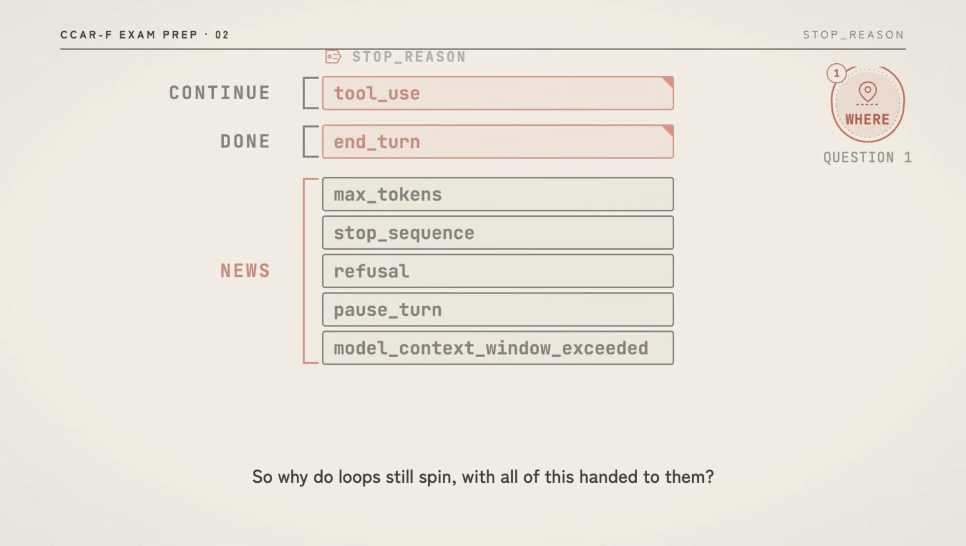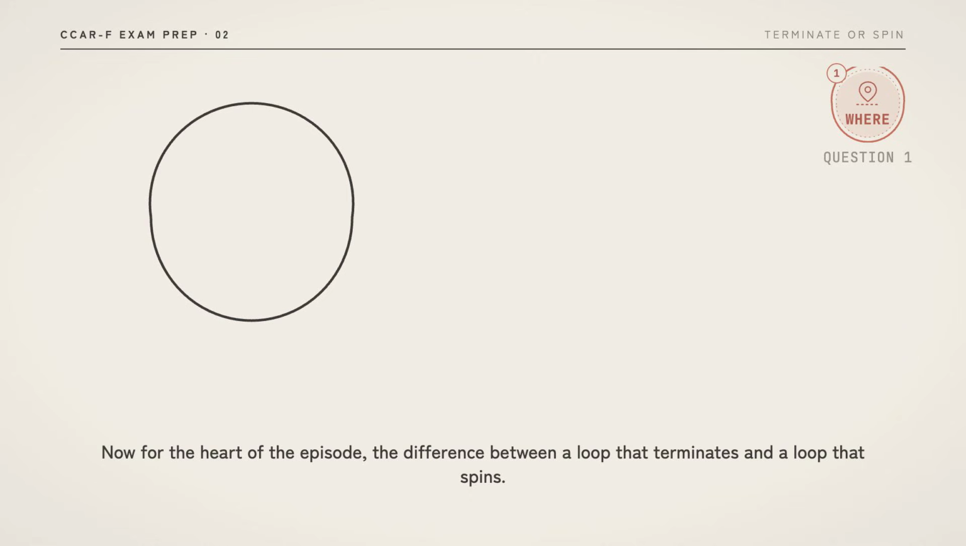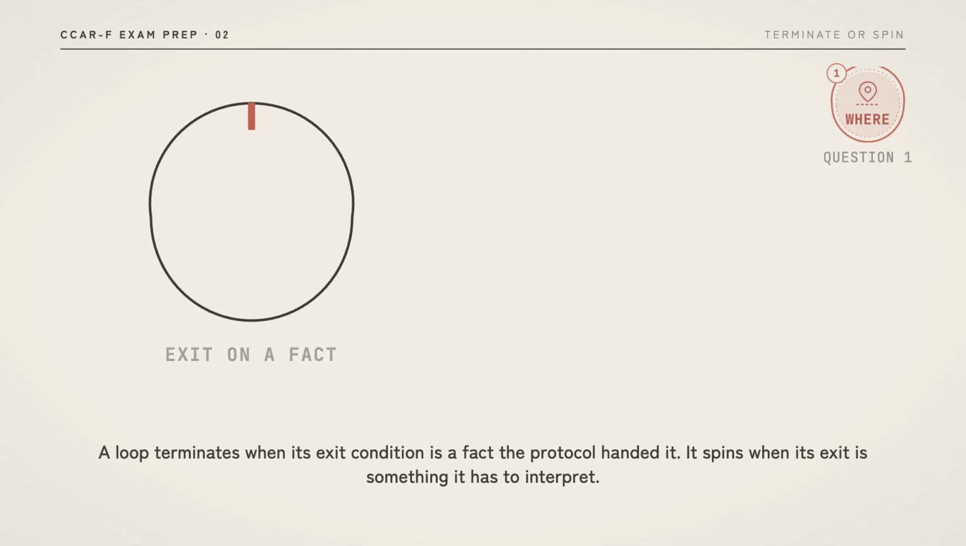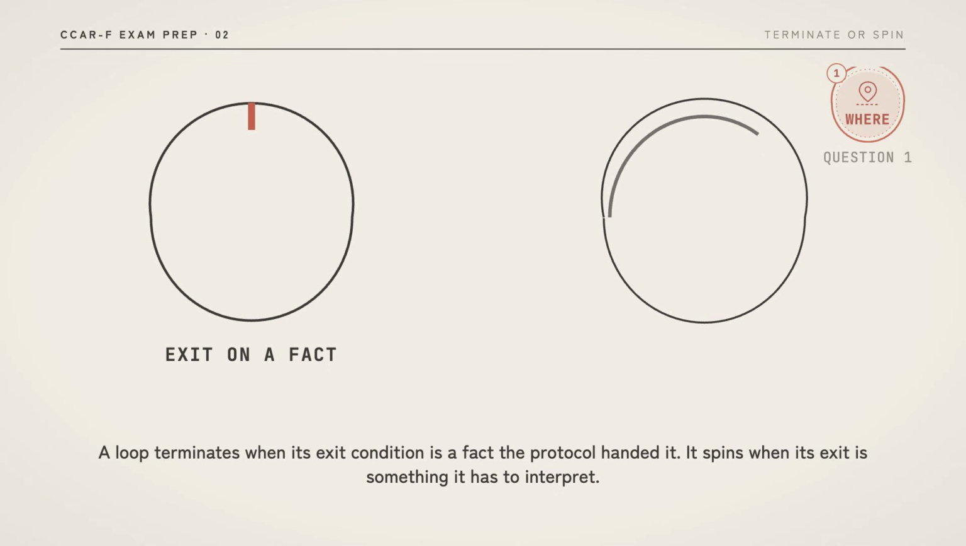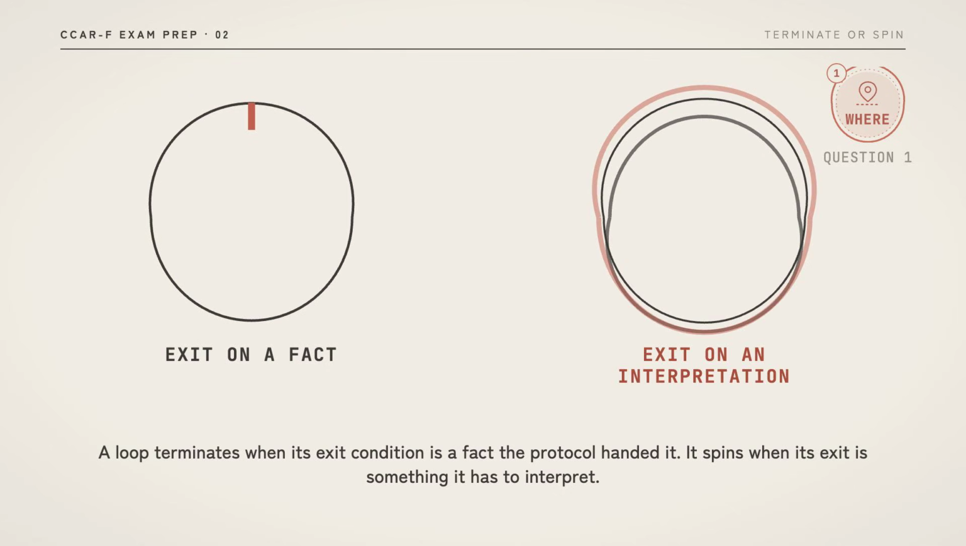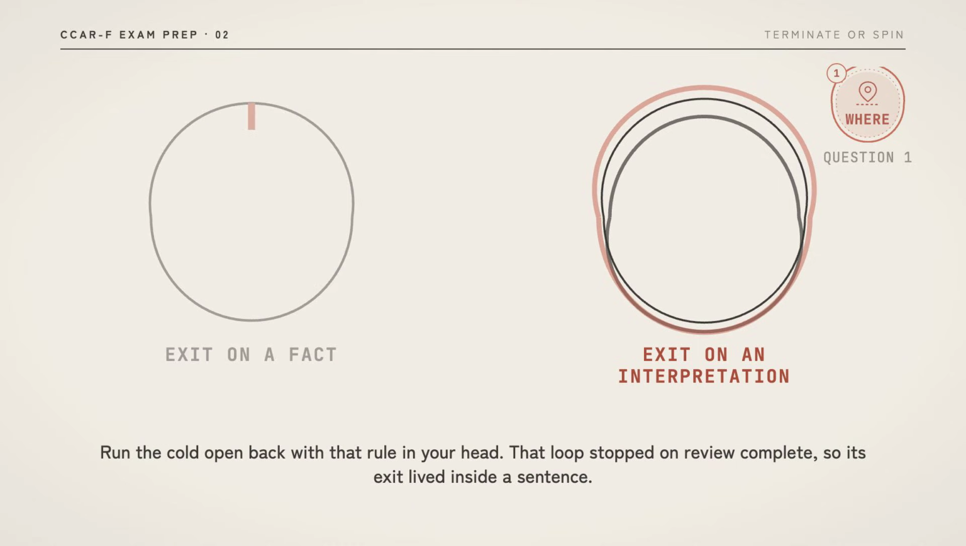So why do loops still spin with all of this handed to them? Now for the heart of the episode, the difference between a loop that terminates and a loop that spins. A loop terminates when its exit condition is a fact the protocol handed it. It spins when its exit is something it has to interpret. Run the cold open back with that rule in your head. That loop stopped on "review complete," so its exit lived inside a sentence.